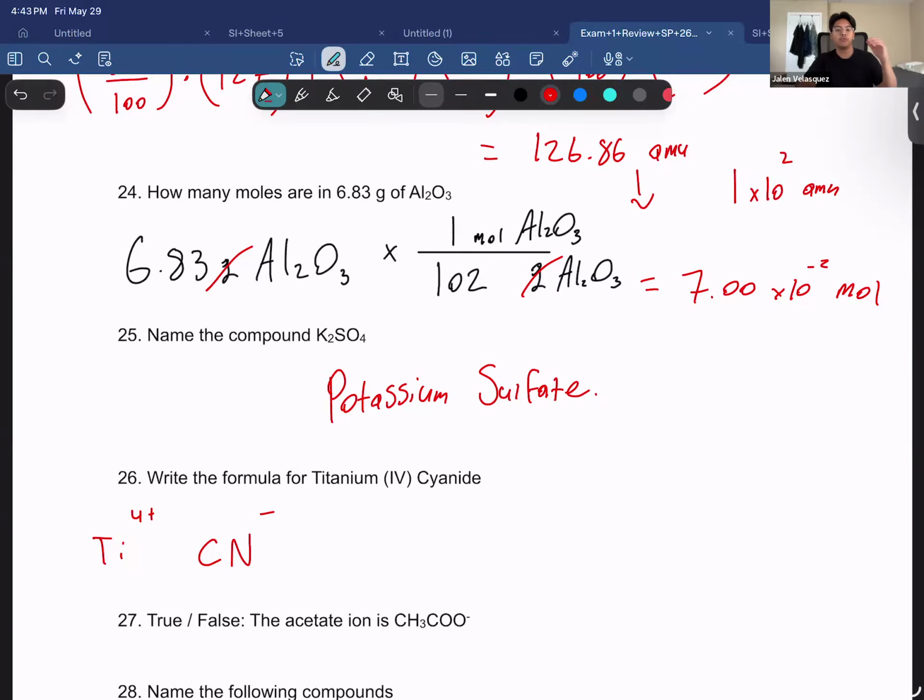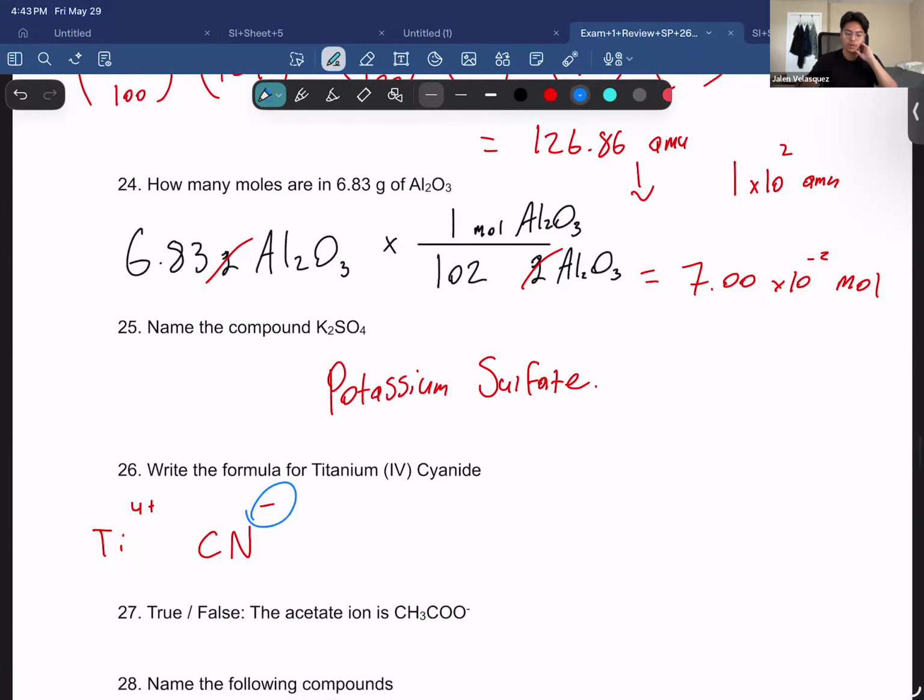To write the formula from the ion charges, we have to do what I call a drop and swap. So the number of the charge will drop and swap with titanium. The same thing here, drop and swap. So the 1 goes with titanium, the 4 goes with the cyanide. So the formula here for titanium 4 cyanide is going to be TiCN4.